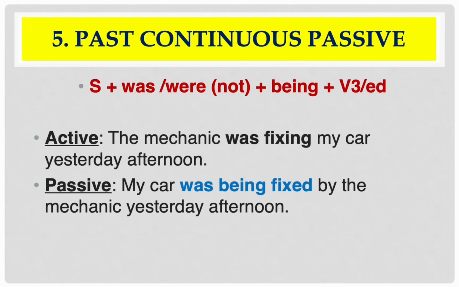Past continuous passive. Subject plus was, were, being plus past participle. Let's analyze the verb in the example. Active, was fixing. Passive, was being fixed. Was stays the same for past tense, add being to form the continuous passive. The main verb fix becomes past participle.